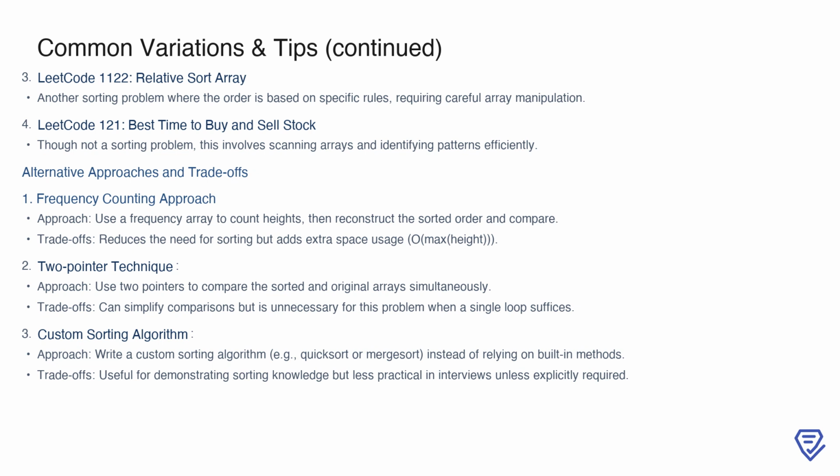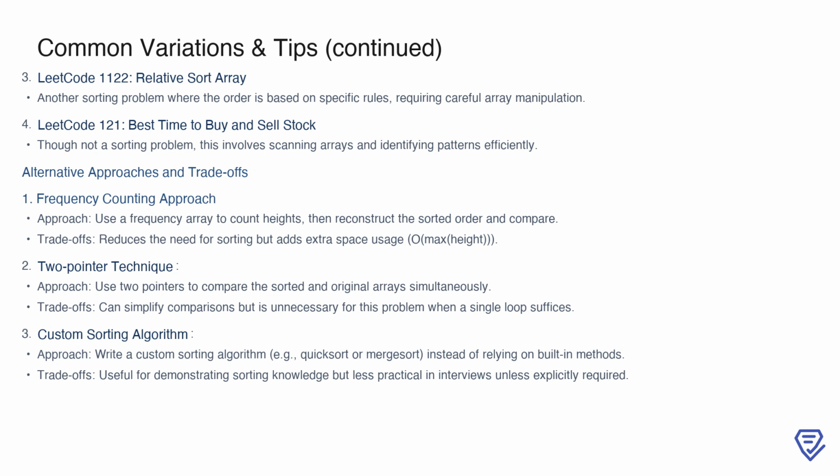For instance, LeetCode 1122, Relative Sort Array, involves sorting based on specific rules and requires careful array manipulation. Another example is LeetCode 121, Best Time to Buy and Sell Stock. While it's not a sorting problem, it involves scanning arrays efficiently to identify patterns, which is a similar skill.